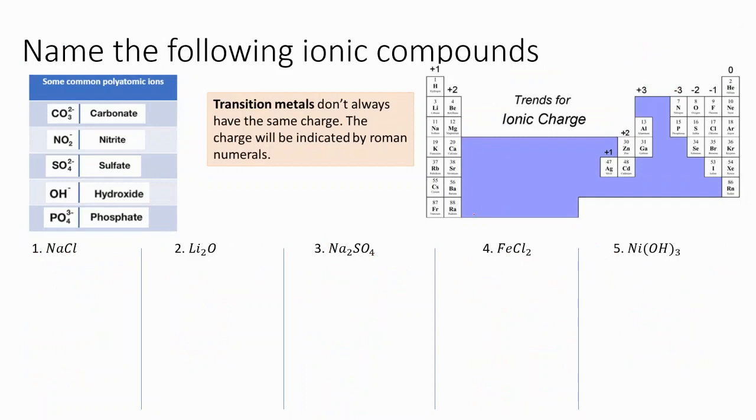Now let's look at naming ionic compounds. I've got all the same information up the top here. When we name ionic compounds, the cation, which we've got first, will just have the same name as the element. So Na is the element sodium. But our anion, we replace the end of the element's name with "ide." So instead of writing chlorine, I'm going to write chloride.